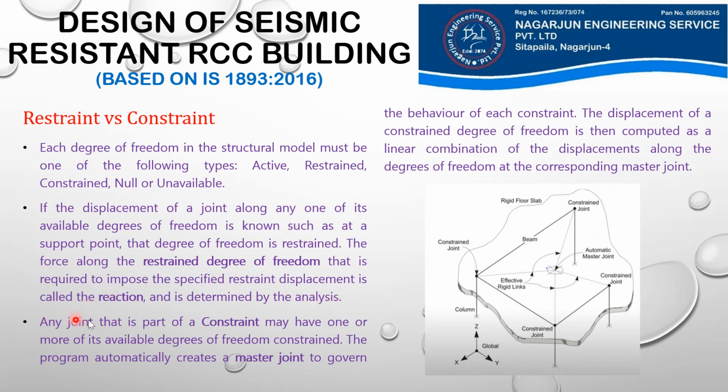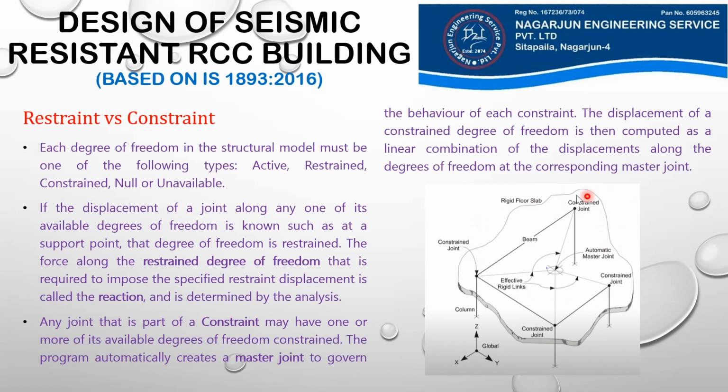In contrast, any joint that is part of a constraint may have one or more of its available degrees of freedom constrained. The program automatically creates a master joint to govern the behavior of each constraint. The displacement of a constrained degree of freedom is then computed as a linear combination of the displacement along the degrees of freedom at the corresponding master joint. Look at this example here.